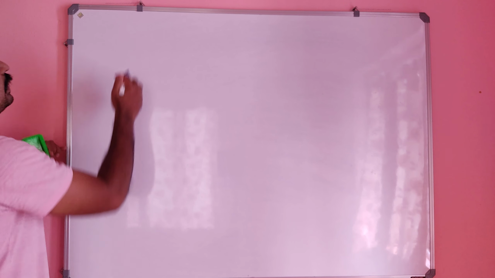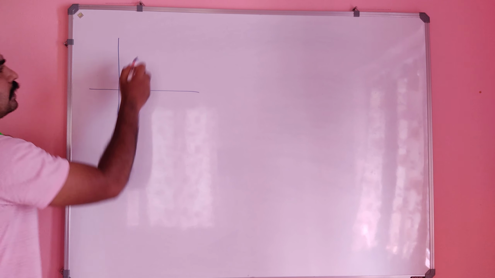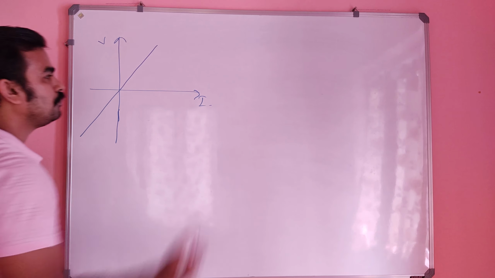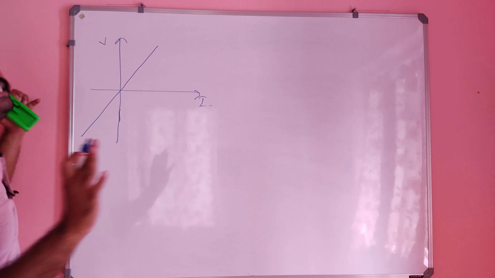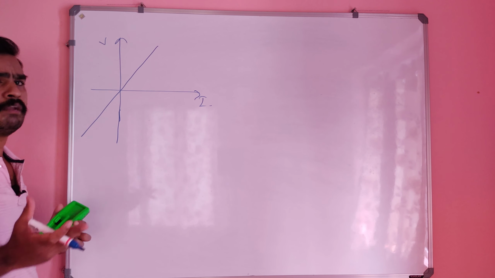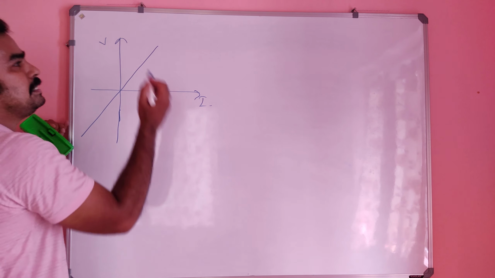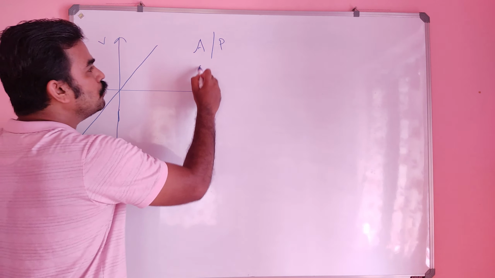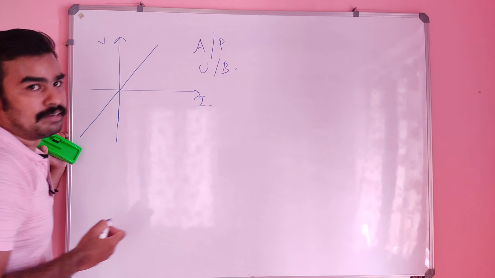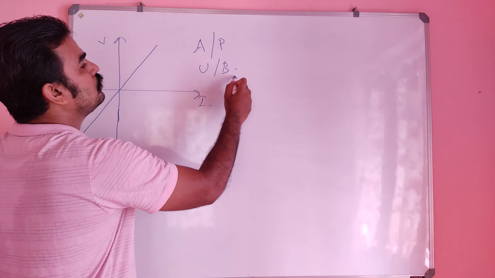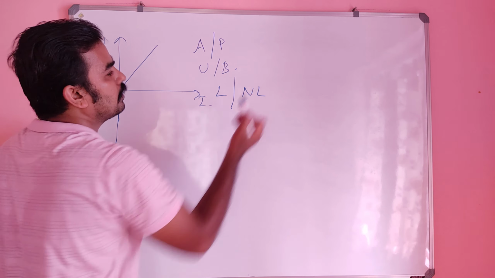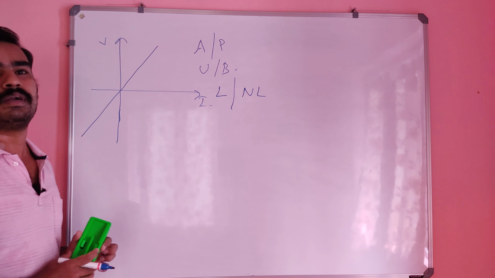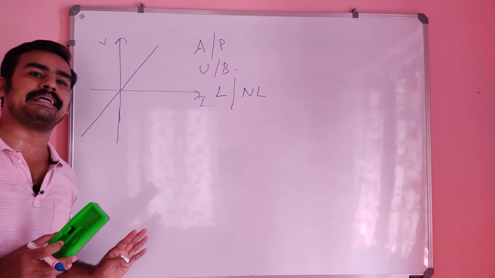In examination, you may be given something like this. Suppose this is the VI graph of a certain element. Say the element is X. We don't know the element value or the element nature. We have to say whether it is active or passive, unilateral or bilateral, and one more thing, linear or non-linear. So simply by looking into the graph, we have to say all this. That is what we are expecting in our examination.